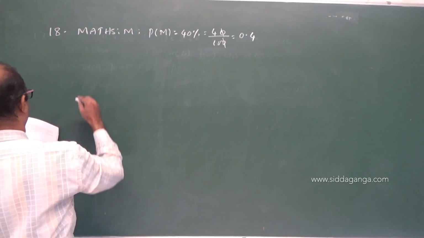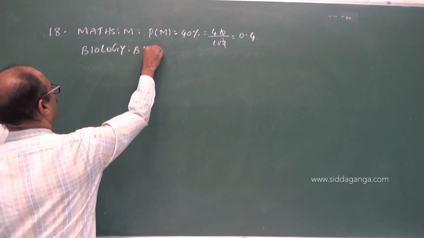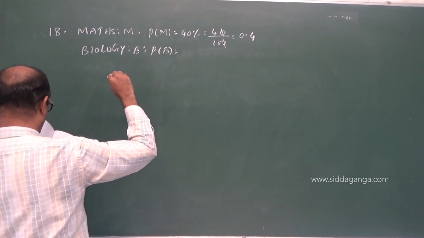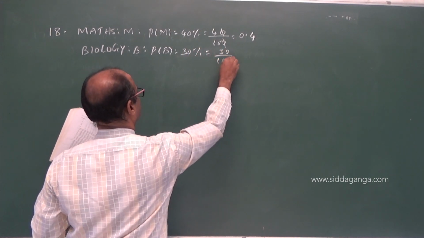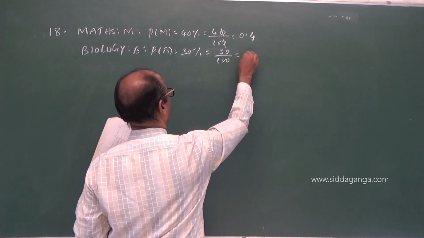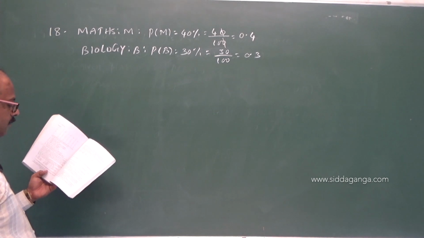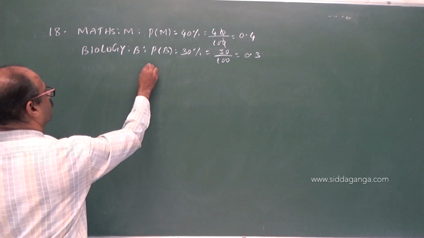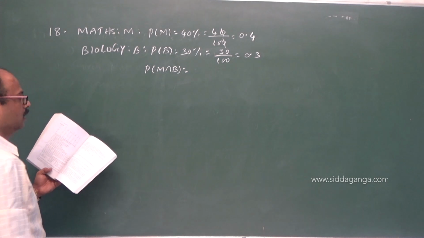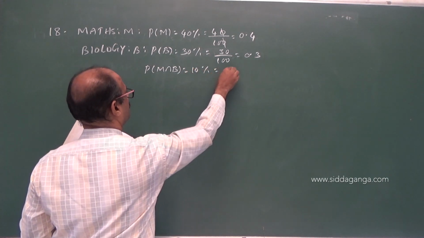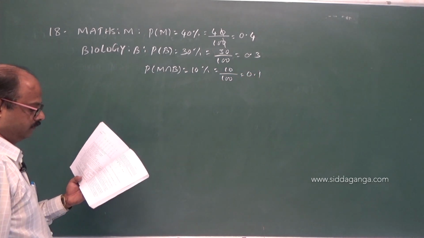Next, 30% biology. So bio, you can denote it as B, that is P of B is equal to 30%. Percent always means out of 100. So it is 30 divided by 100, you will get 0.3, like this. 10% of the class study both maths and bio. Maths and bio, we call it intersection, that is 10%. So 10% means 10 divided by 100, that is 0.1, like this.